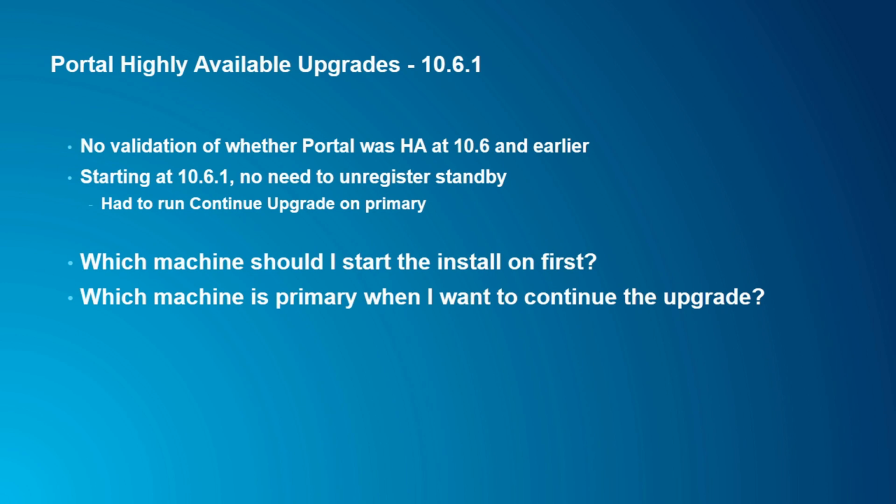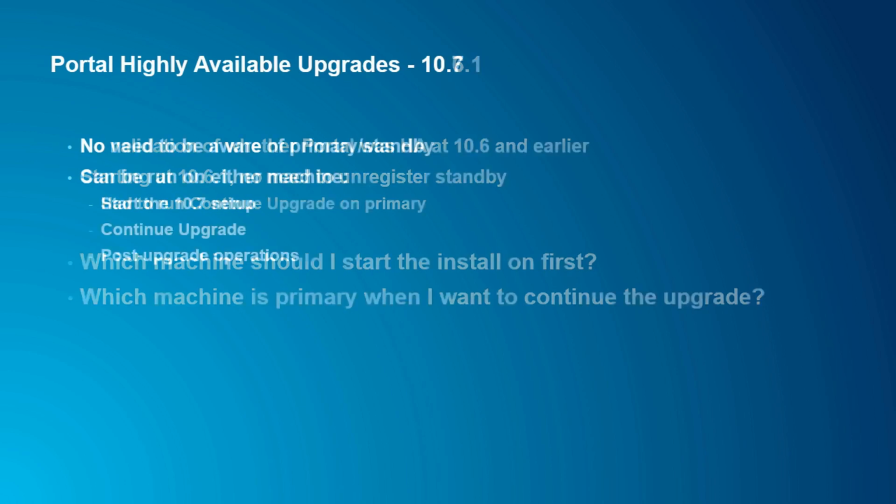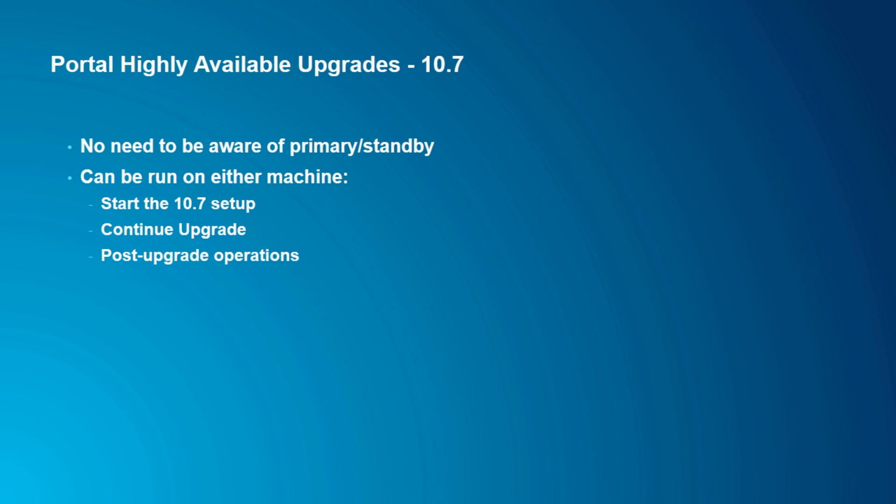So what happened here is this posed some questions. Which machine should I run the installation on first? Which one is primary? Which one is standby? Maybe I caused a failover during the actual installation of the software, and it got really confusing for users. So at 10.7, what we have done is that you no longer need to be aware of who is primary and who is standby. So you upgrade both portals, and click continue portal upgrade on whichever machine you happen to be on last.